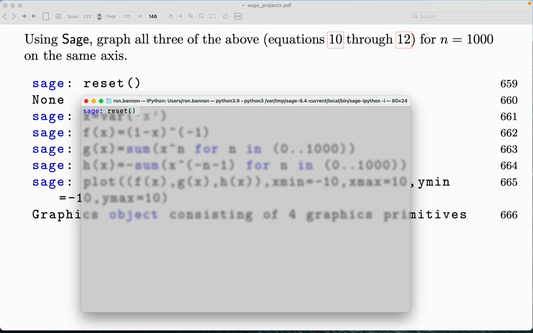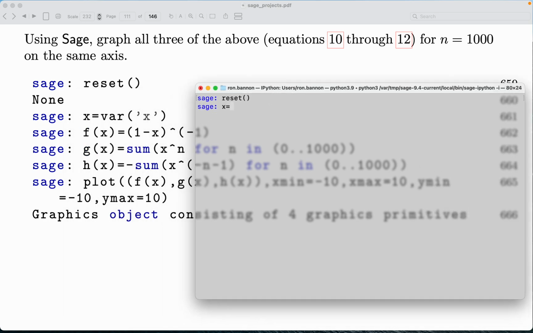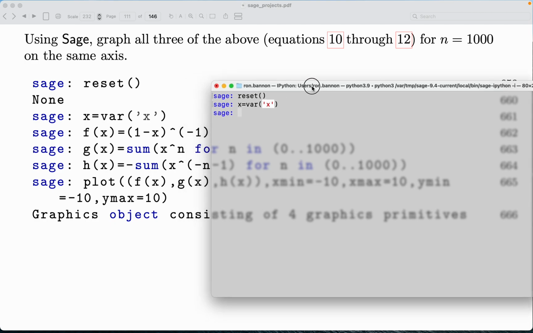Reset, return, and I want to do X as a variable, and reset gives me a clean sheet, so to speak. Gets rid of any leftover things that I had stored before. Now, X is a variable. Believe it or not, in Sage, X is automatically a variable. But I really think it's a good habit to get into defining your variables before you use them. I'm going to now assign f of x, which is a function now. I'm going to assign it 1 minus x to the power minus 1.